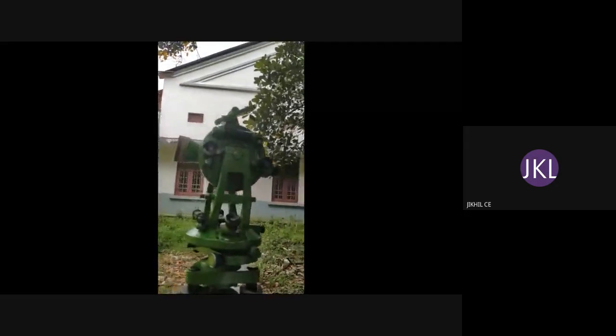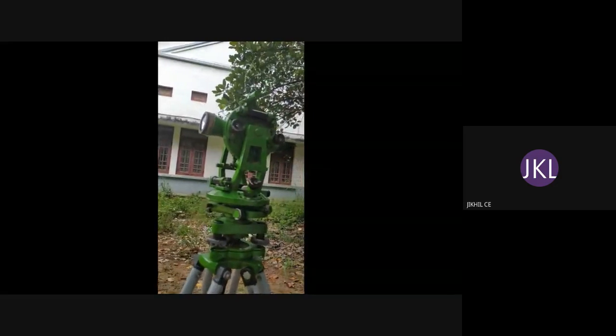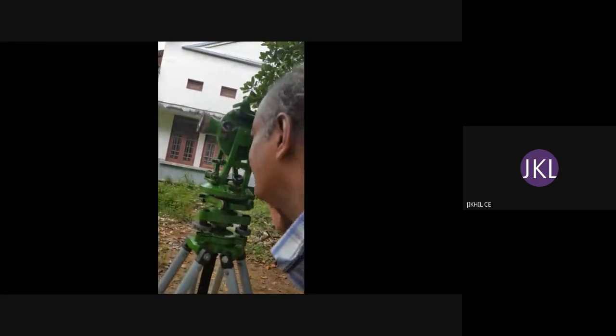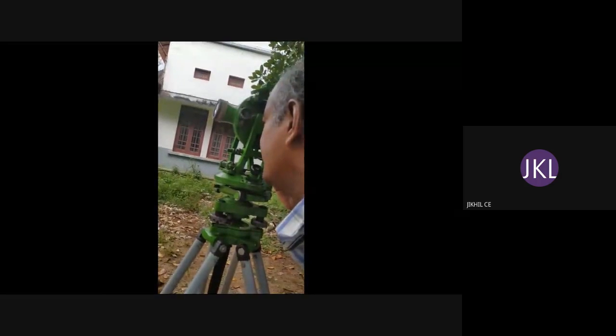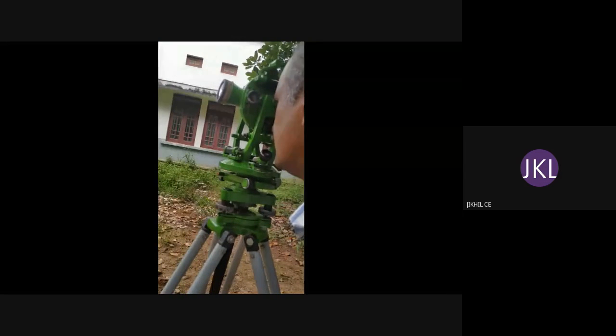Now we take the vertical reading. The top reading, you can see, is 4 degree 20 minute, 4 degree 20 minute and 40 seconds. You can write it, and you can also write parallelly how the readings are recorded.